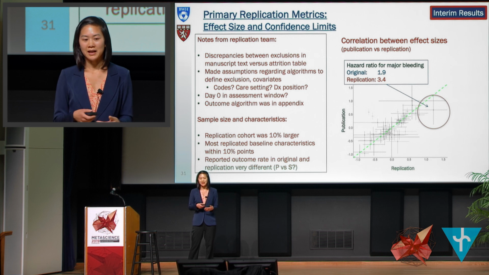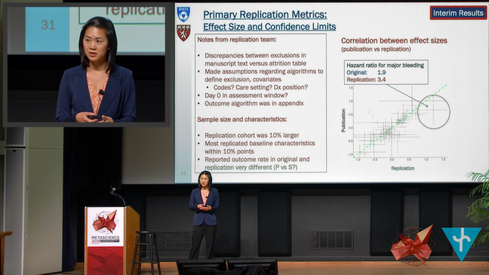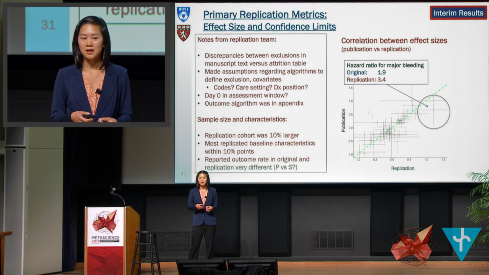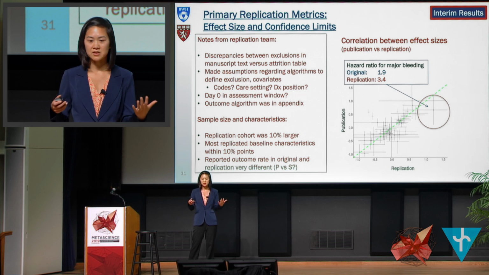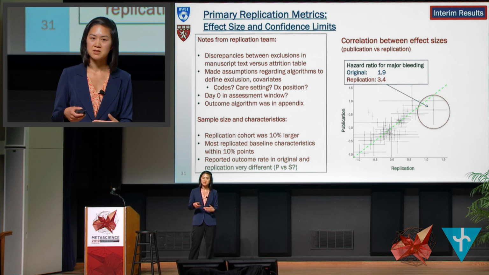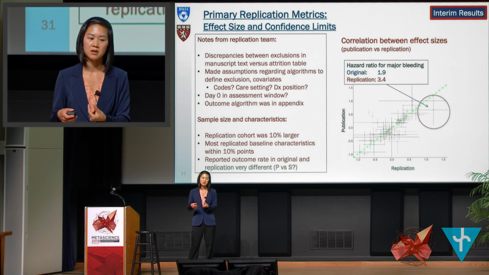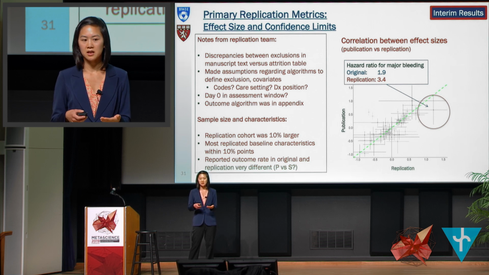So here, again, some anecdotes. This is a particular study that was looking at a hazard ratio comparing two drugs on risk of major bleeding. And in the original publication, they had a hazard ratio of 1.9. In our replication, we had a hazard ratio of 3.4. And some of the notes from our replication team: for each of these studies that we do, we have a sheet of assumptions that we note down as we're going through. We had to make an assumption here, we had to make an assumption here. But here are some of the ones that we did for this study.